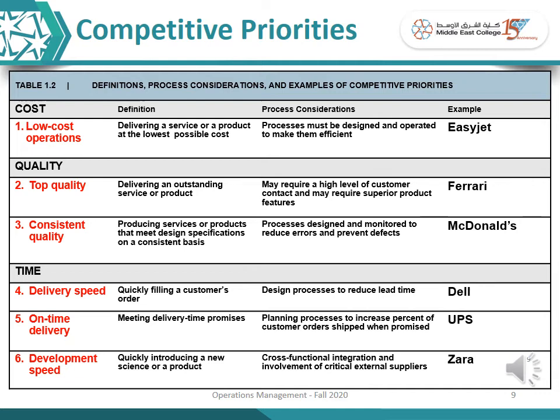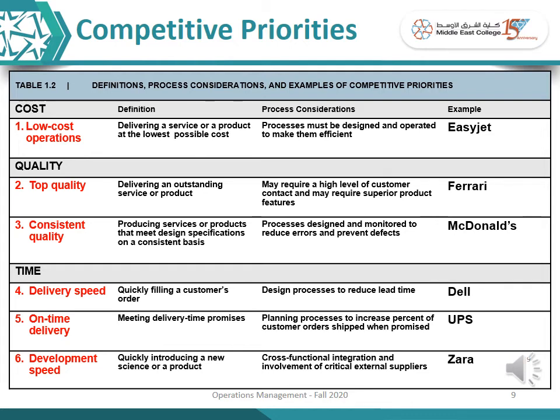Time. If you decided that your competitive priority is time and you are going to compete by time, you have some options: either delivery speed, on-time delivery, or development speed. Delivery speed means quickly filling a customer order. In this case, the process should be designed to reduce lead time. You need the lowest time possible to produce a product. An example for that is Dell.